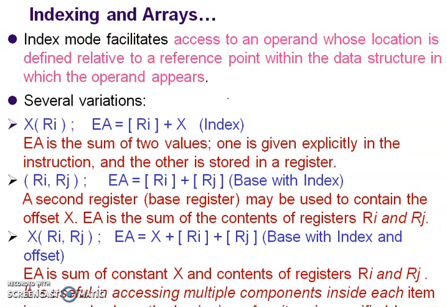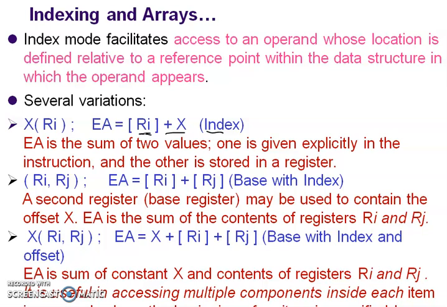Okay. Next, in this itself there are many subdivisions. That is, if the index register alone is used, it means index addressing mode. If the index register and a constant value are used, it will also be called index addressing mode. In such a case, the effective address is the sum of two values. One is given inside the instruction, and the other is specified inside the register.